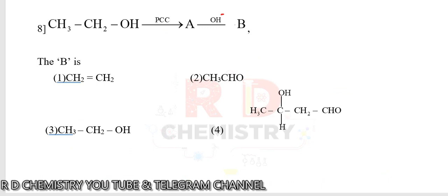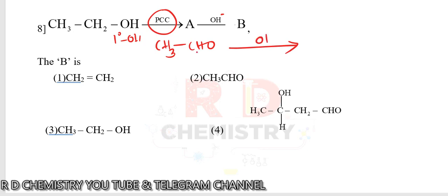Question number 8. They have given ethyl alcohol, PCC. PCC is a mild oxidizing agent. So primary alcohol is oxidized to the corresponding aldehyde, CH3CHO. Correct? And this is an aldehyde which is treated with a basic medium. Remember, the aldehyde in a basic medium, which reaction? This aldehyde contains alpha hydrogen atoms.